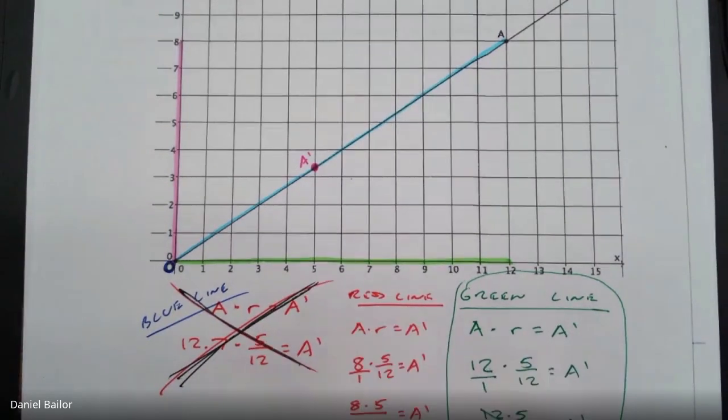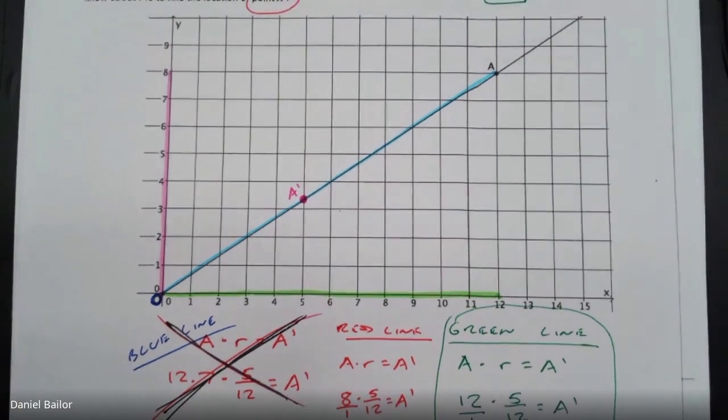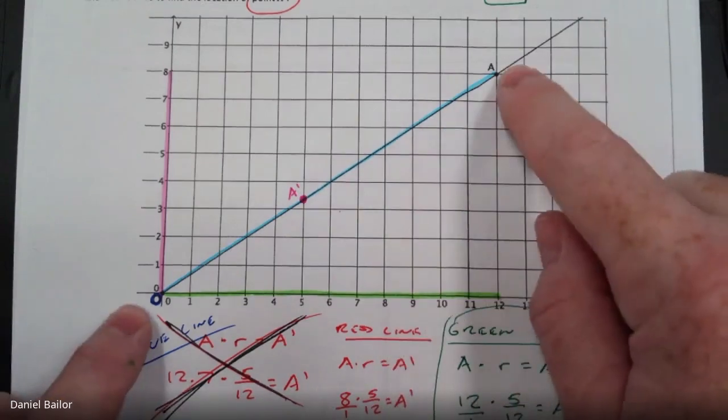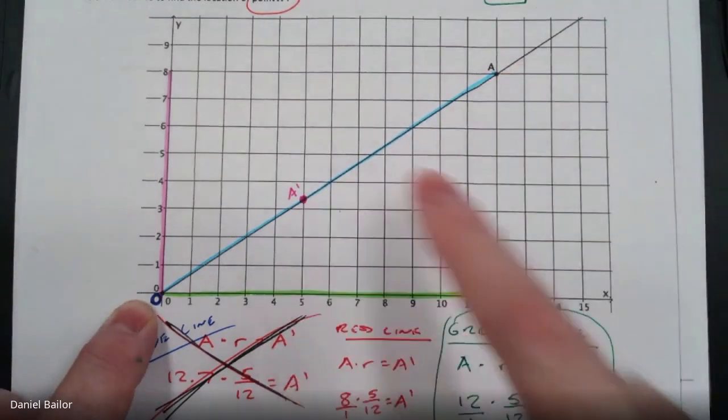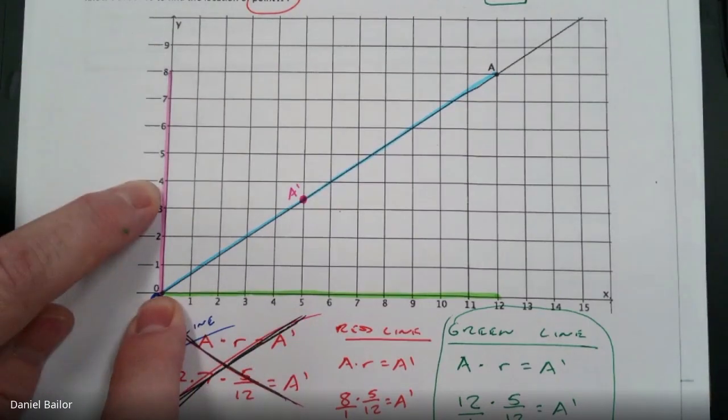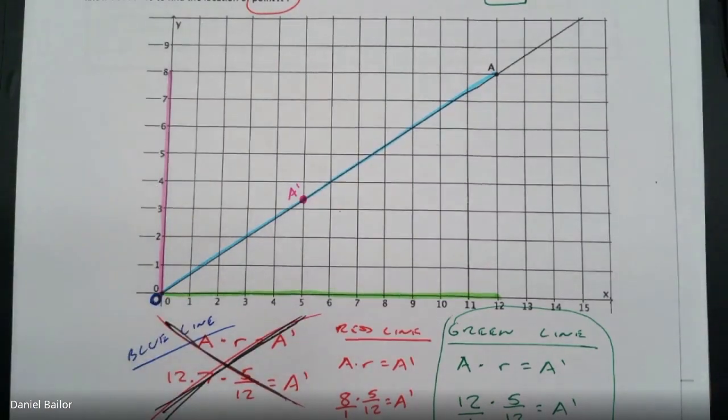All 3 will work because the fundamental theorem of similarity, FTS, tells us that the scale factor changes all the lengths. The scale factor shrinks it on the blue. The scale factor shrinks the green. The scale factor shrinks the red. So you can use whichever one you want. You can just decide what will be easier for you.